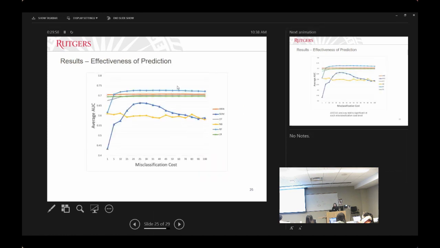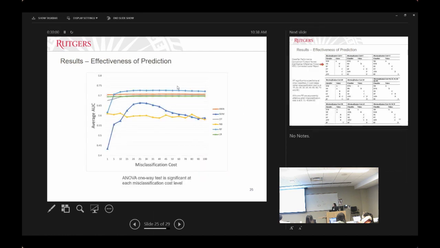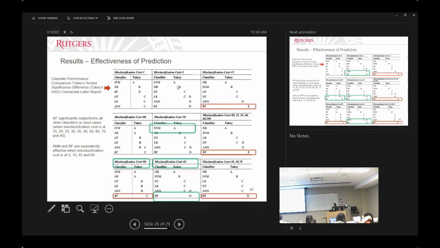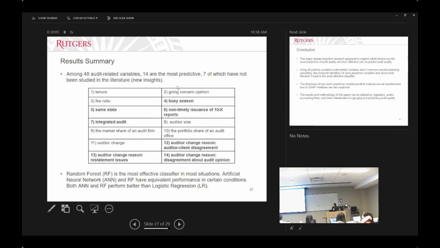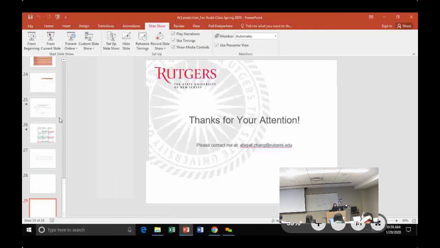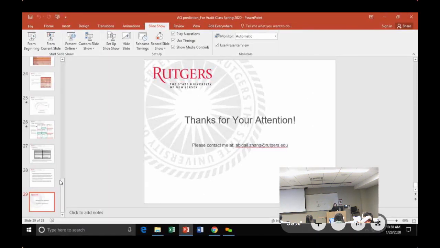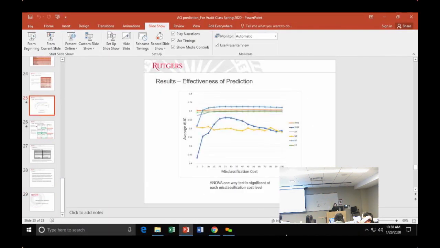And then this is the effectiveness of the prediction, and this is also a little bit technical. But the main takeaway here is actually the previous few slides that I showed. Can we go back to those effectiveness for prediction slides and talk about them a little bit? Okay. Yeah.